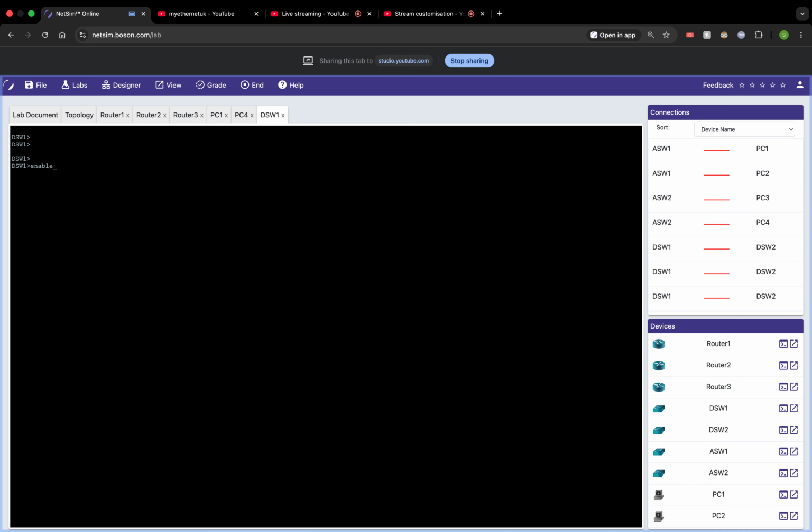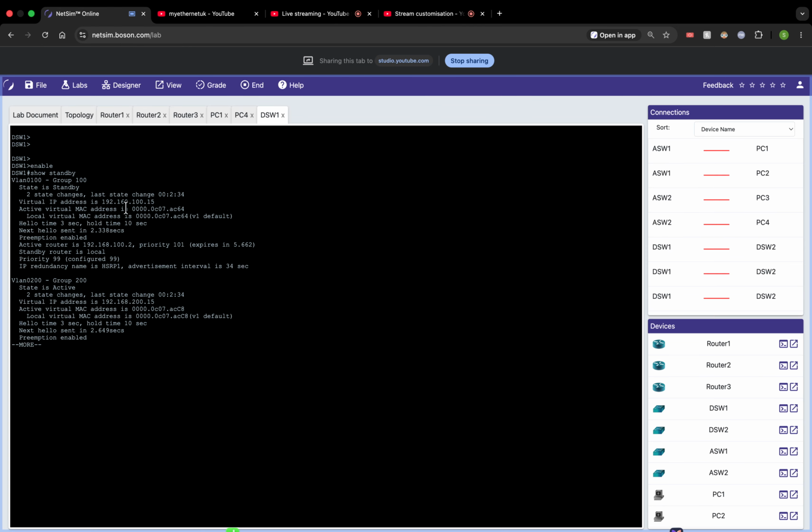So if we do enable, show standby, we can see information now. You can see the virtual IP address, the virtual MAC address. So that's the default for version 1. Again, I was saying that when it comes to HSRP, learning how to configure does help, I think, for long-term memory. So that's the virtual MAC address for this. Okay, so we can see 0000.0c07.ac64 is there.